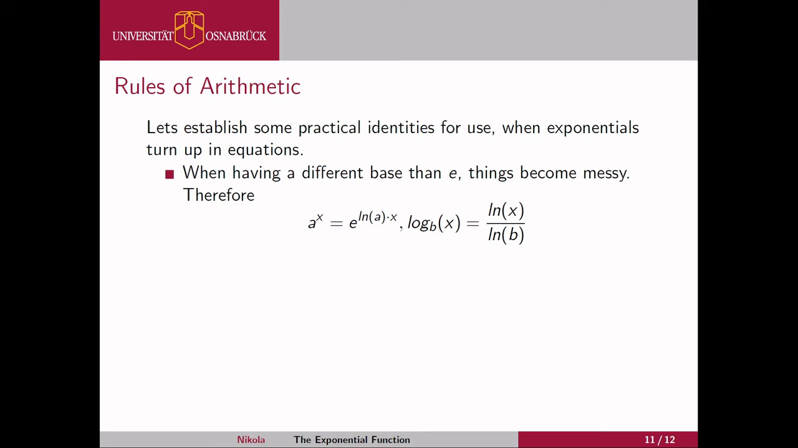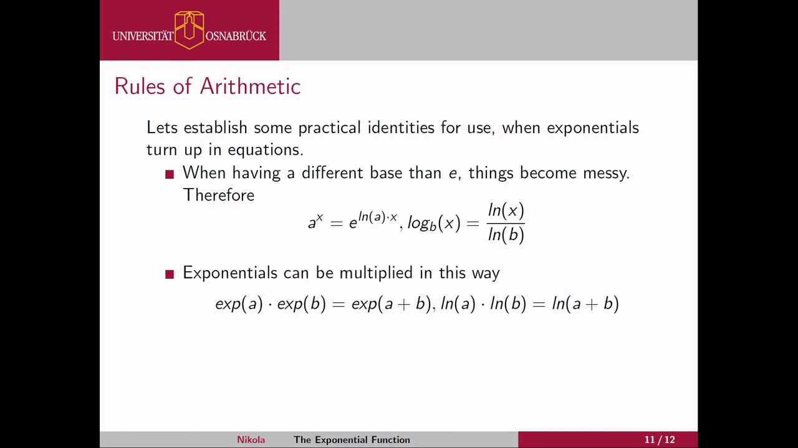But since e seems to be so powerful as a base, there is a pretty simple identity which allows us to transform any exponential function into an exponential function with base e. So if we get a to the power of x, this is just the same thing as taking e to the power of ln of a times x. And if we get a logarithm to base b of x, we can rewrite this in terms of the ln just by saying ln of x divided by ln of b.